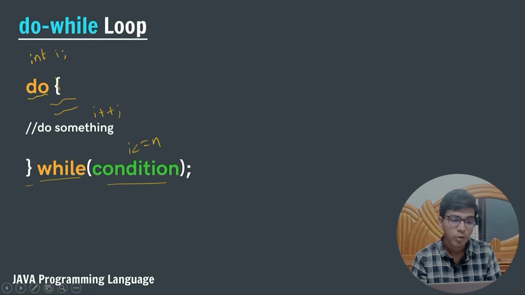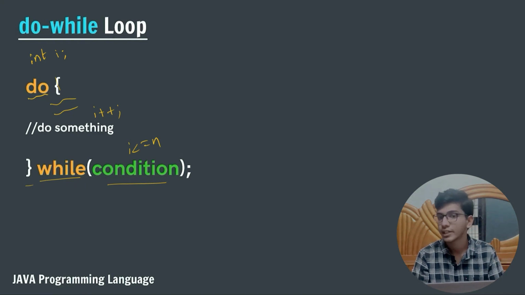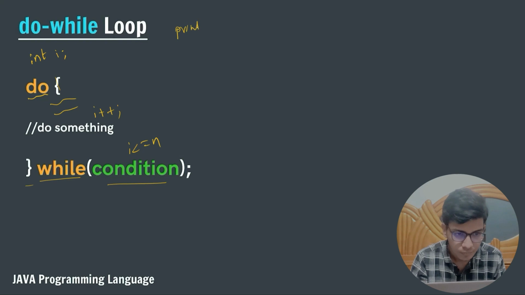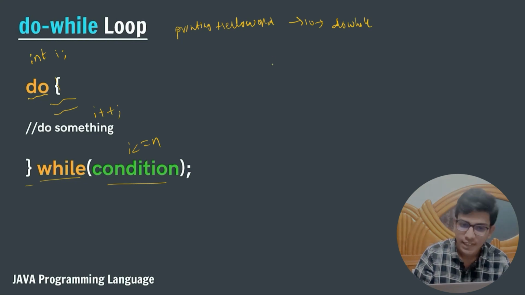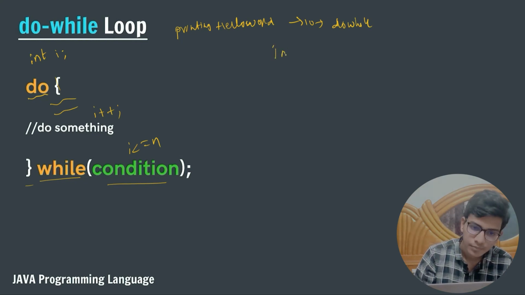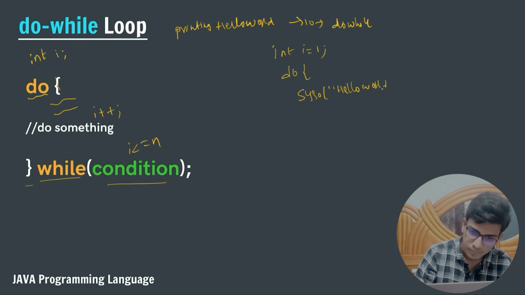So let us do the same question, printing hello world 10 times using a do while loop. So the syntax will be, first of all, we'll write int i is equals to 1. This is the initialization step. After that, we will write the do keyword. After that, the work will be here, System.out.print hello world. After that, the updation step i plus plus.